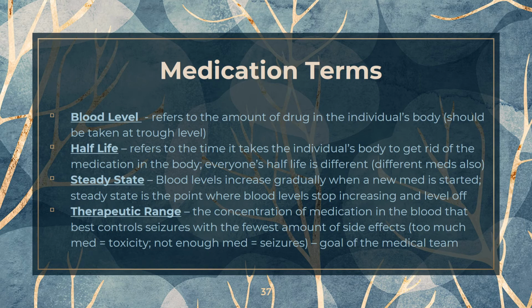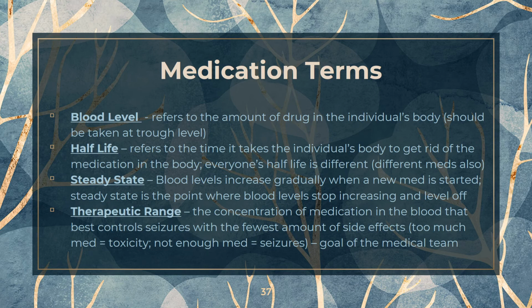For example, someone's half-life for one medication might be only a few hours, but for another medication, it might be 25 days. When a new medication is started, the blood level for that medication gradually increases until it stops increasing and levels off. That is steady state. Therapeutic range refers to the concentration of a medication in the blood that best controls seizures with the fewest side effects. Therapeutic range is the ultimate goal of the medical provider.